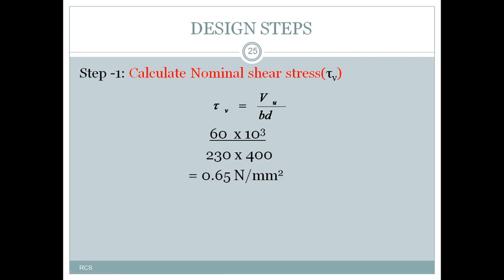So now follow our basic design steps. First we have to calculate the nominal shear stress, tau V, that can be calculated by using this formula: VU by BD. Here VU is the factored shear force. In the problem it is given in kilonewtons, but we have to convert into newtons, that is 60 into 10 cube by 230 into 400. 230 is the width, 400 is the effective depth. So the nominal shear stress obtained from this formula is 0.65 Newton per mm square.